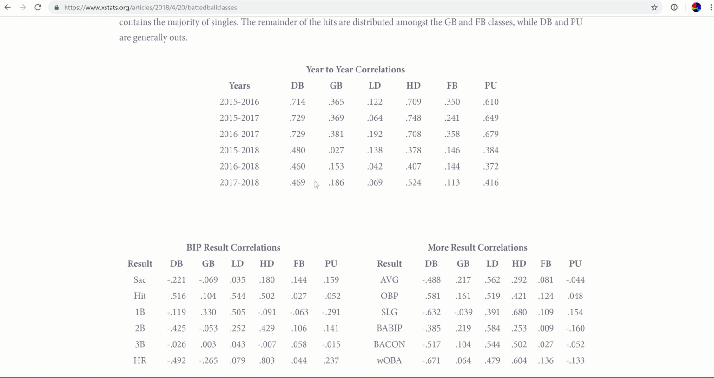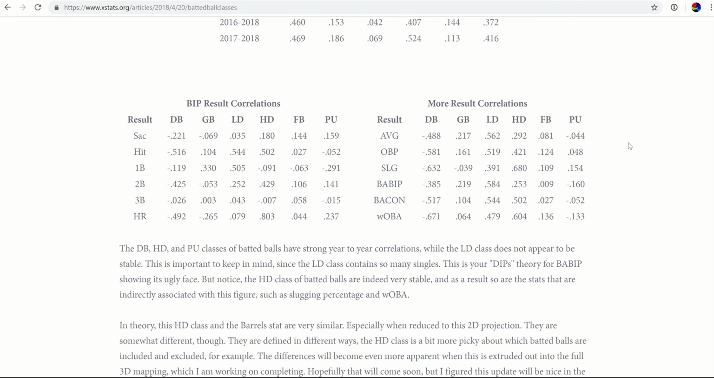The line drives, the ground balls, the fly balls, not a very high year-to-year correlation. And so really don't want to be paying too much attention to them.